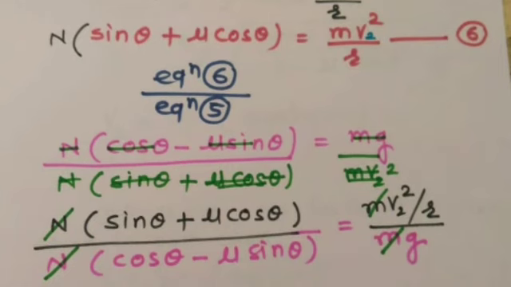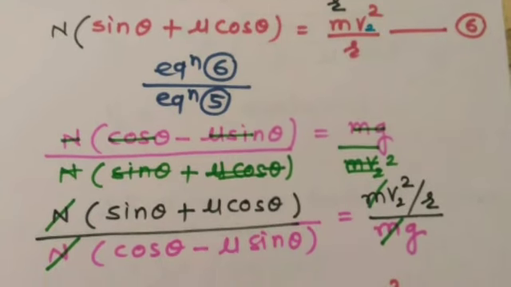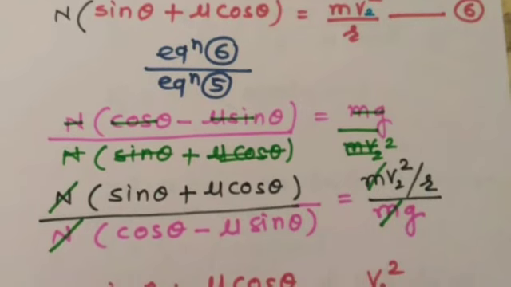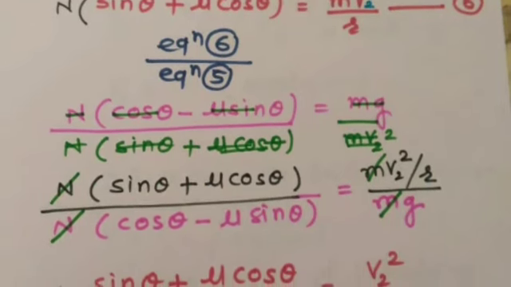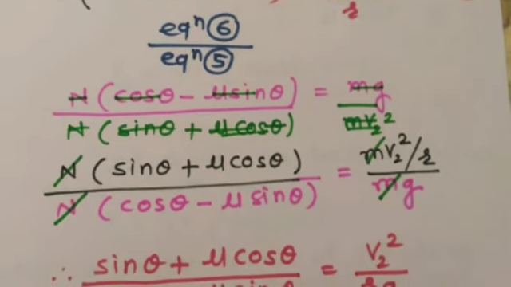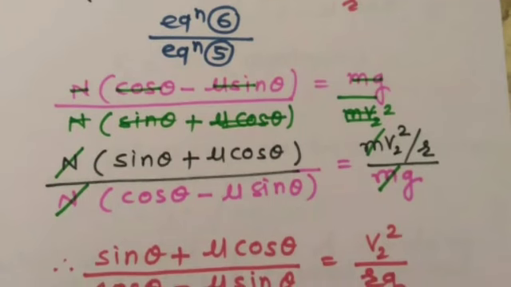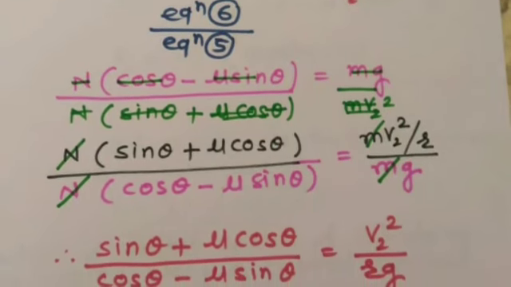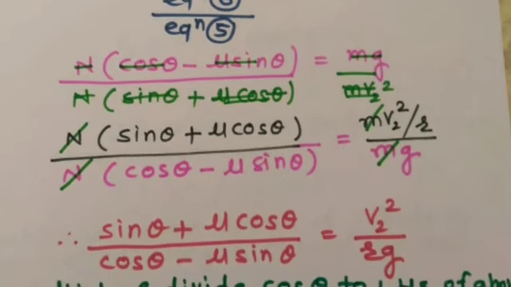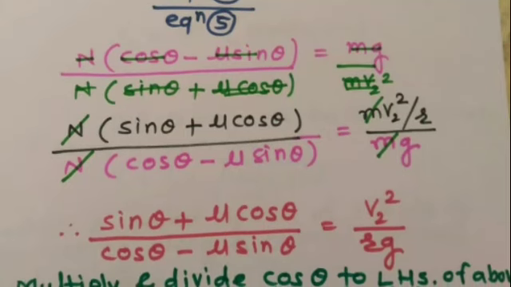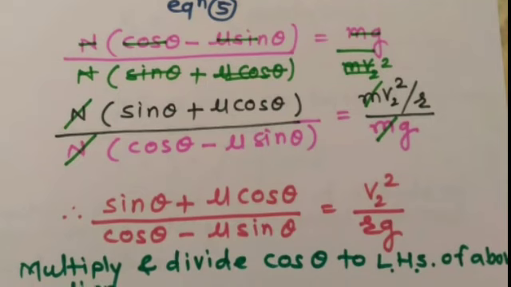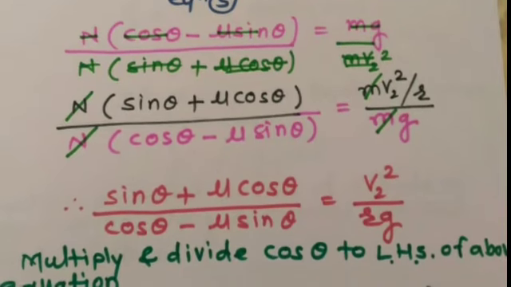Therefore we can take the equation such that n in bracket sin theta plus mu cos theta bracket close divided by n in bracket cos theta minus mu sin theta is equal to m v2 square upon r upon mg. So cancel n and m. Therefore sin theta plus mu cos theta divided by cos theta minus mu sin theta is equal to v2 square upon rg.